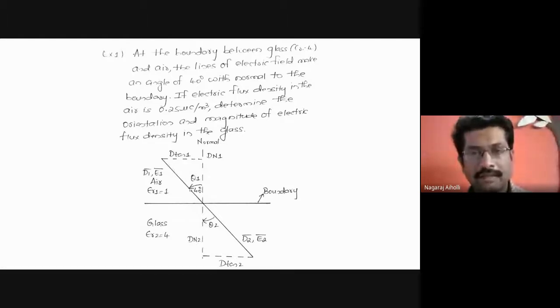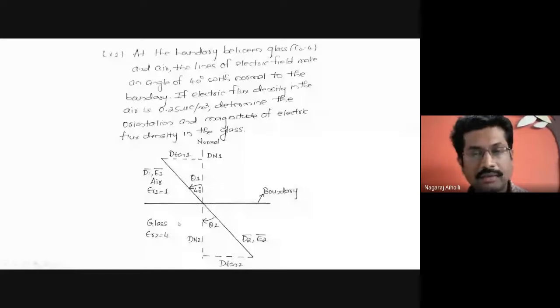We have to find the orientation, that is, the angle theta 2 with respect to the normal, and the magnitude of the electric flux density. What is the value of D2, the flux density in the glass medium? These two should be found out here. So we have to solve using the boundary conditions so that we can determine the values of D2 and theta 2. We already discussed the boundary conditions between two media in the last class.